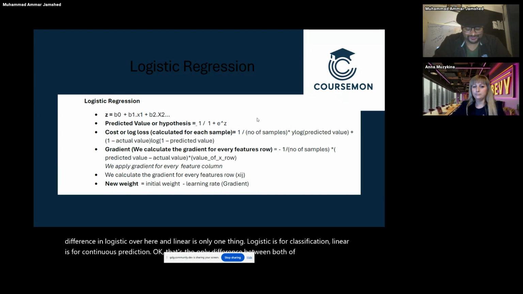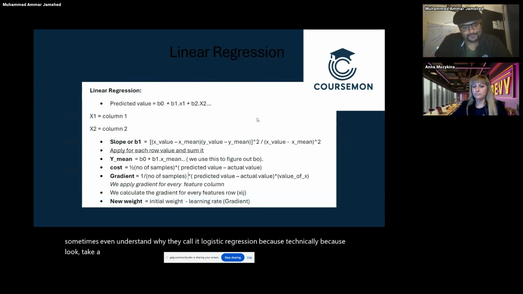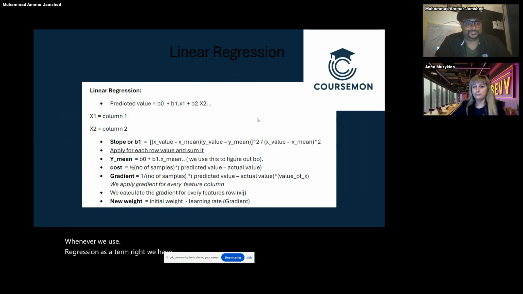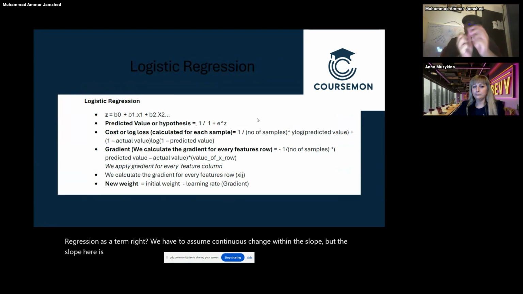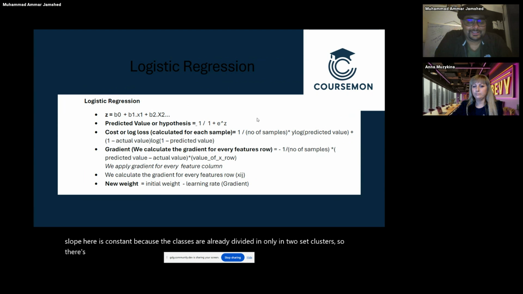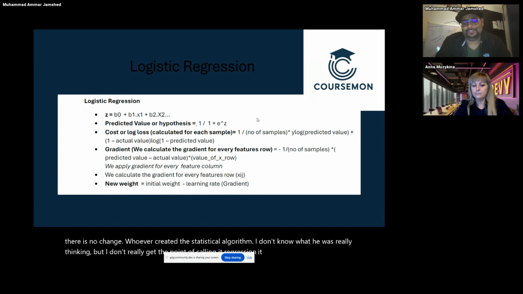I sometimes don't even understand why they call it logistic regression, because take a look over here. Whenever we use regression as a term, we have to assume continuous change within the slope. But the slope here is constant, because the classes are already divided in two set clusters. So there's no change. Whoever created the statistical algorithm, I don't know what he was really thinking, but I don't really get the point of calling it regression. It should have been logistic classification, to be honest.